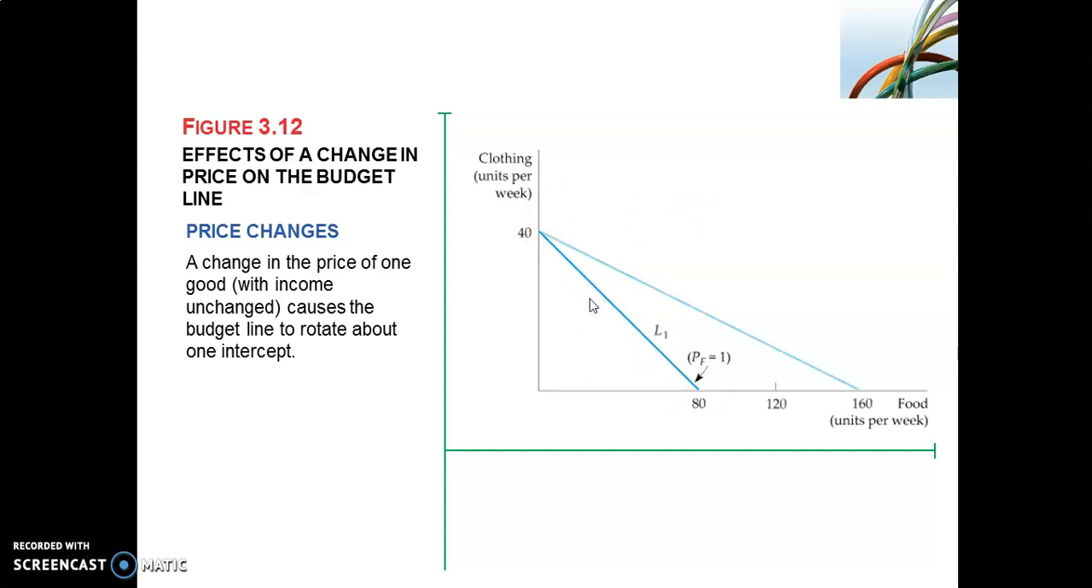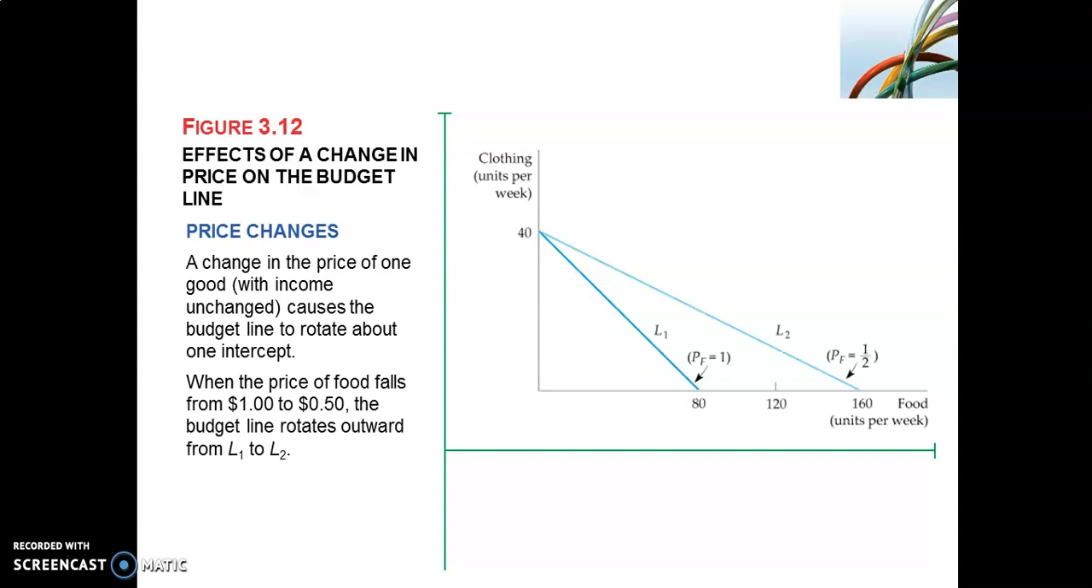So let's consider a scenario where the price of food falls to half a dollar. Now L1 rotates out to L2, and now 160 units of food is purchased. The slope now also changes to become negative 0.25 or minus a quarter. There is thus an increase in the purchasing power of the consumer as the consumer is able to purchase more units of food if they were purchasing more food. However, if the consumer only purchased clothing, they would be unaffected by this change in price of food.